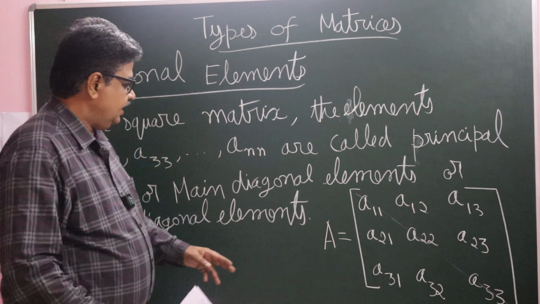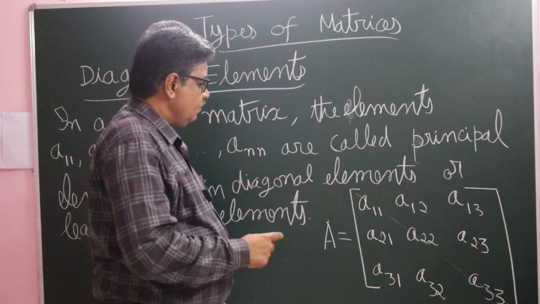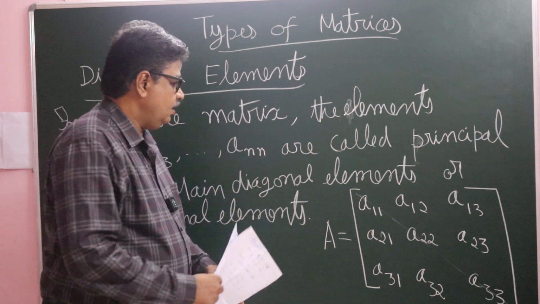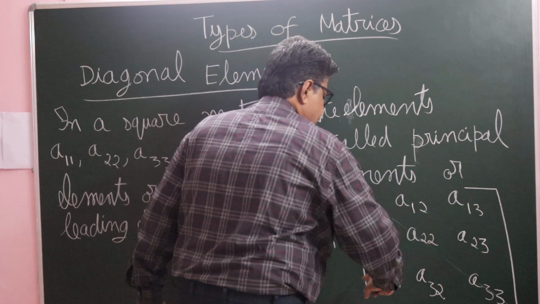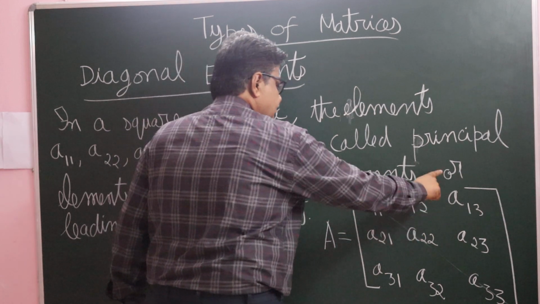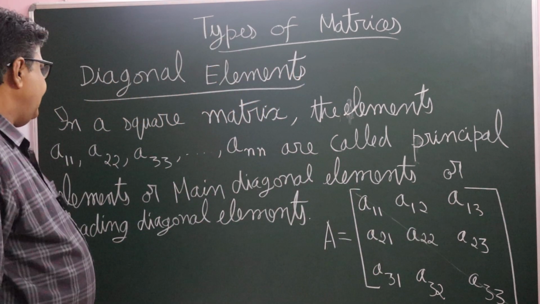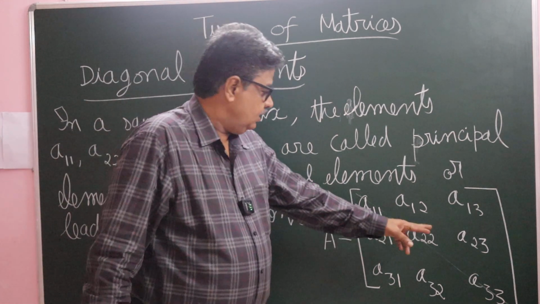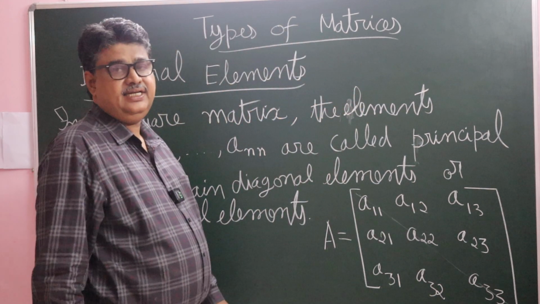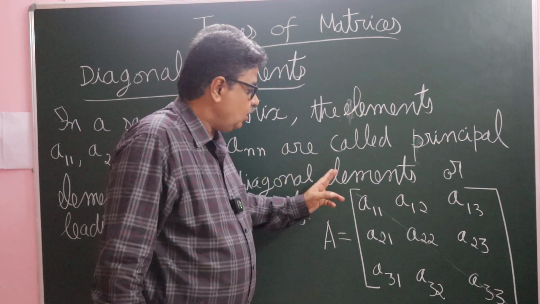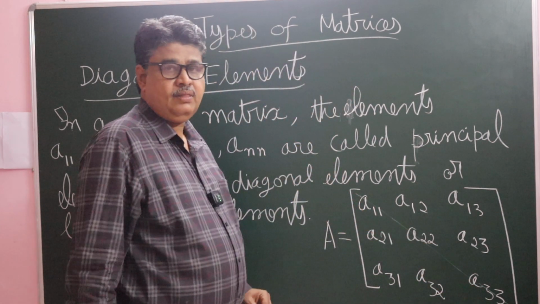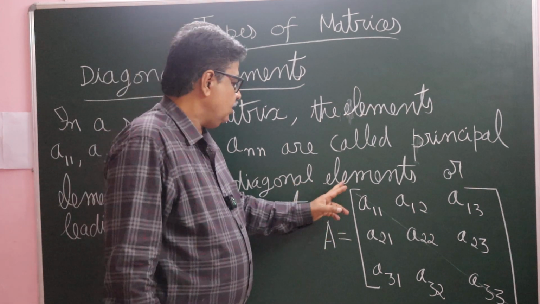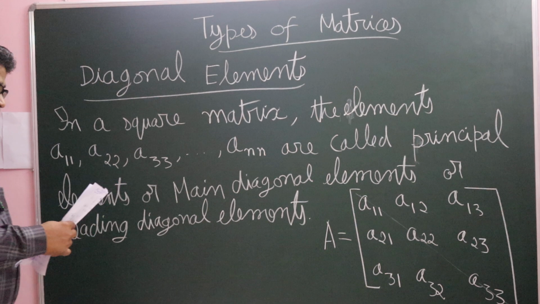Right. So here, for example, you see this matrix. It's a 3 by 3 matrix. It's a square matrix. It consists of 3 rows: first row, second row, third row. And first column, second column, third column. So here the diagonal elements are A1,1, A2,2, A3,3. These are the diagonal elements because these elements are along the diagonal of the matrix. Therefore, these elements are called diagonal elements.